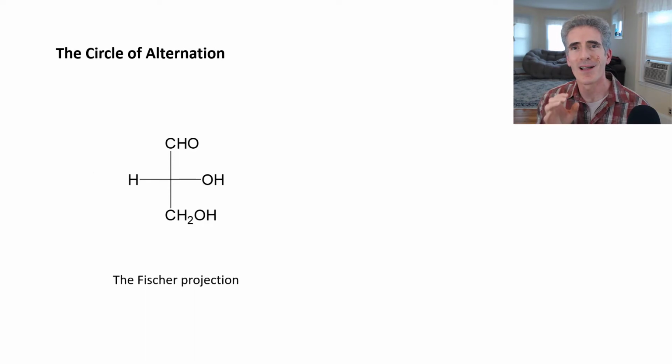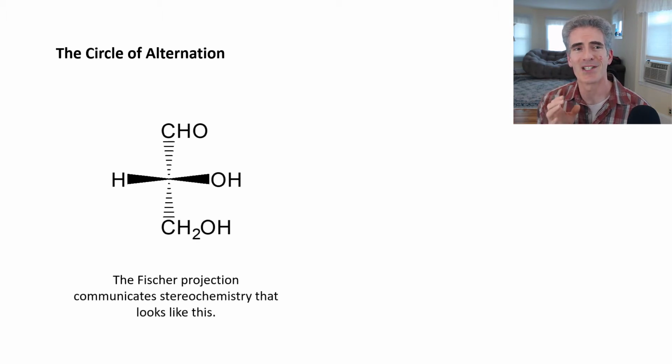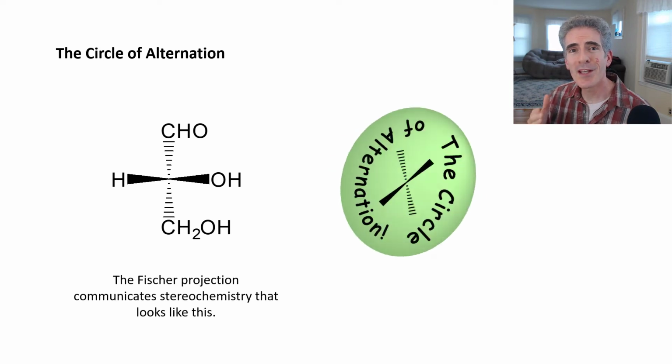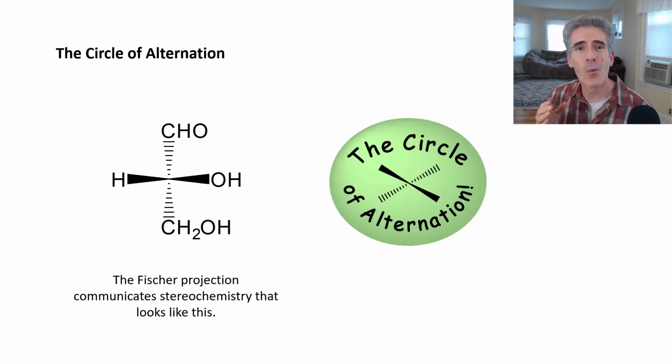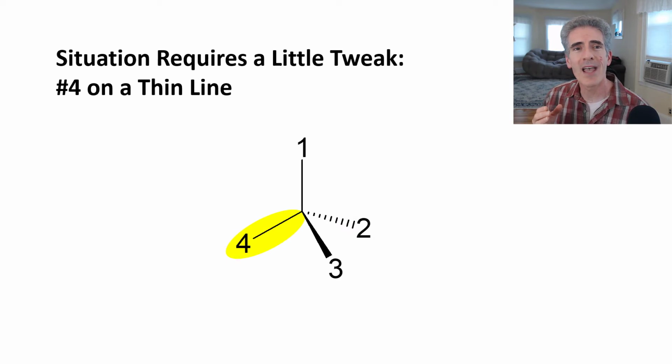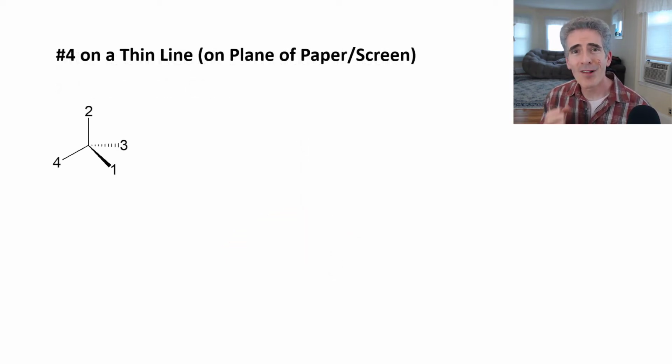The reason I think this is important is because it gives us what I call the circle of alternation. The Fisher projection is communicating stereochemistry that actually looks like this. And the beauty of this alternating wedge dash means that we can take any chiral center as presented and do this alternation. We can have a circle of alternation, if you will. Now, why is that important? Because now when we have this situation, number 4 is on the thin line, what we can do is apply the circle of alternation. Check out what's going on here.